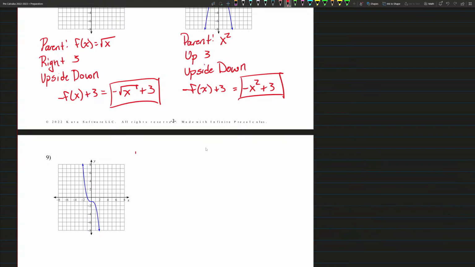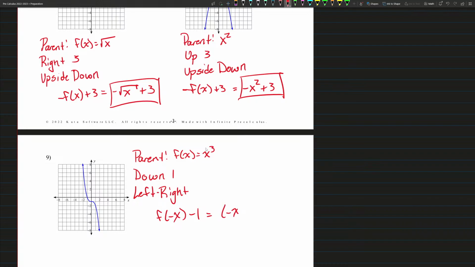Number 9, this is a cubic. This is down 1, and it's being flipped upside down or left to right. I'll do left to right just to show this, because this will most likely show up. So our function is f of negative x minus 1, which is negative x cubed minus 1. It's going to be the same thing if you make f of x negative. You're going to get the same answer.